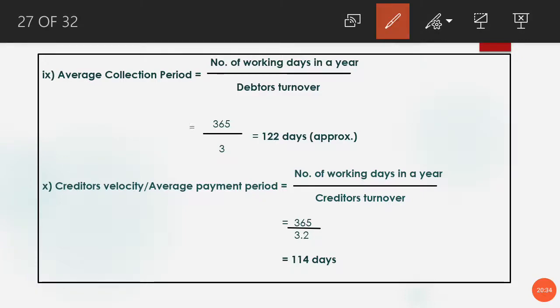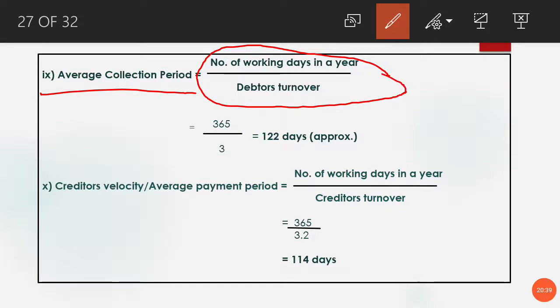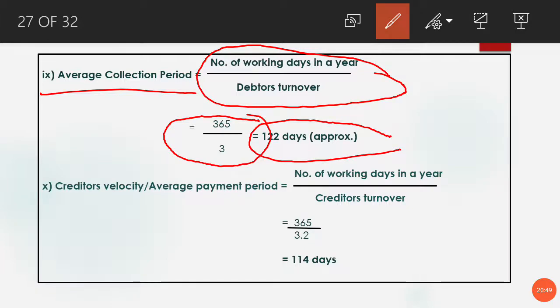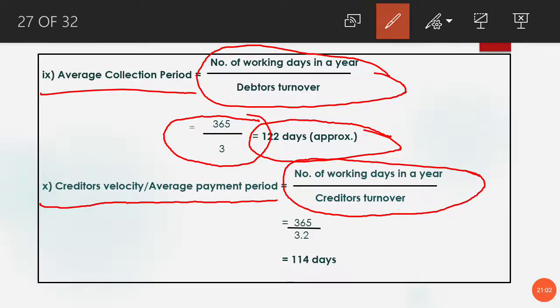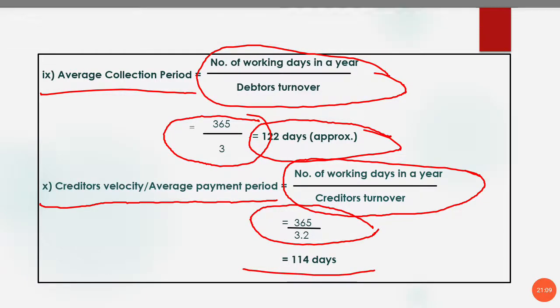9. Average collection period is equal to number of working days in a year divided by debtors turnover, is equal to 365 days divided by 3, is equal to 122 days approximately. 10. Average payment period is equal to number of working days in a year divided by creditors turnover, is equal to 365 divided by 3.2, is equal to 114 days.